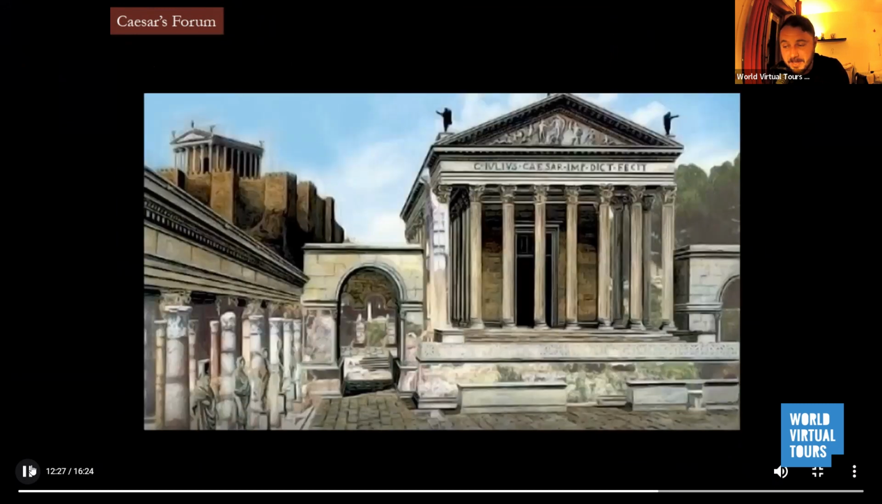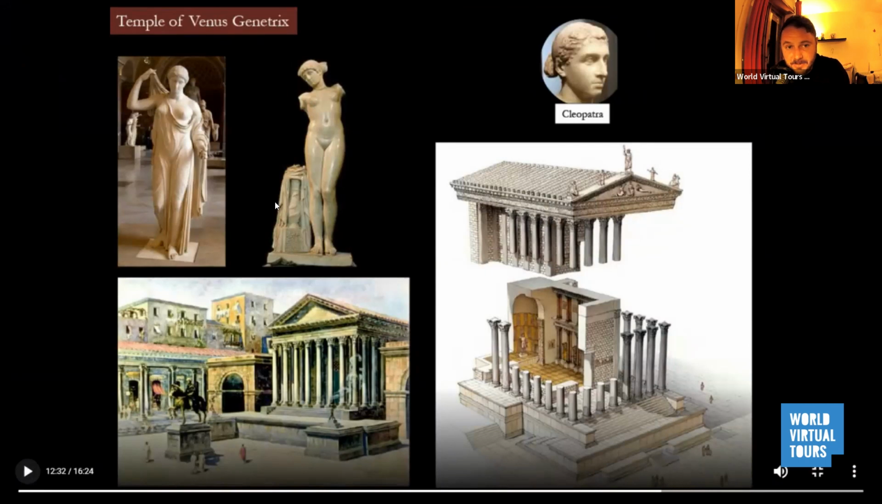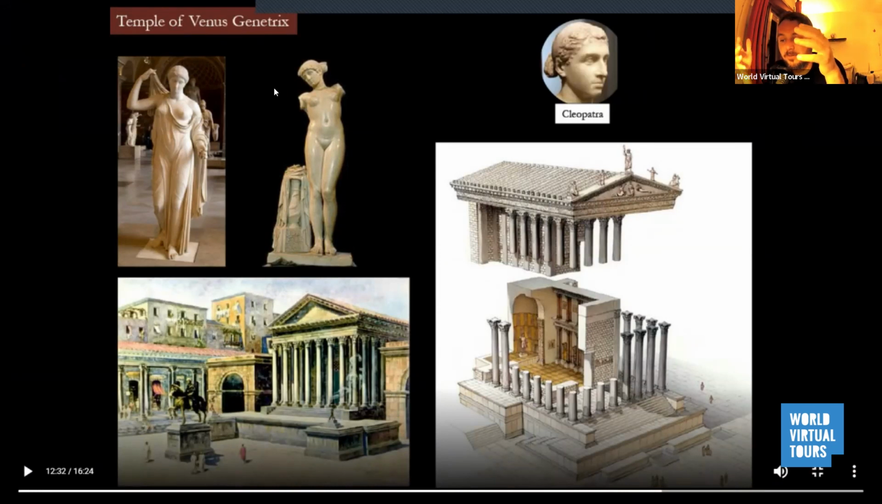We don't have the original statue because it was made of gold, but we have a marble copy of it. So this is a statue here, up to the left. This is Venus, you could find in the temple. This is Cleopatra. So we have a copy of Cleopatra's statue that you could find in the temple.